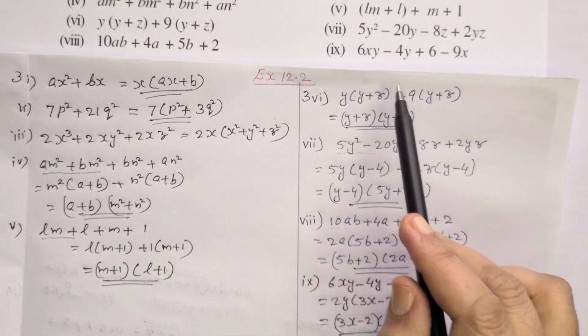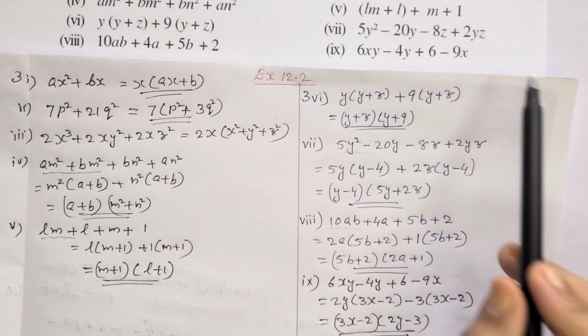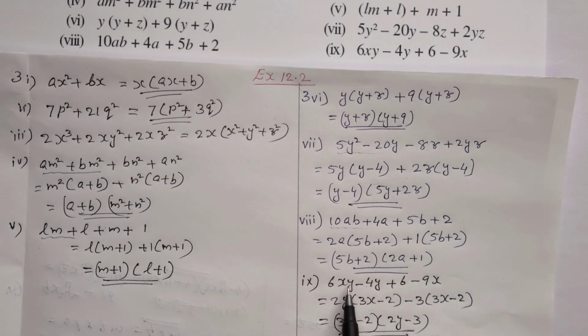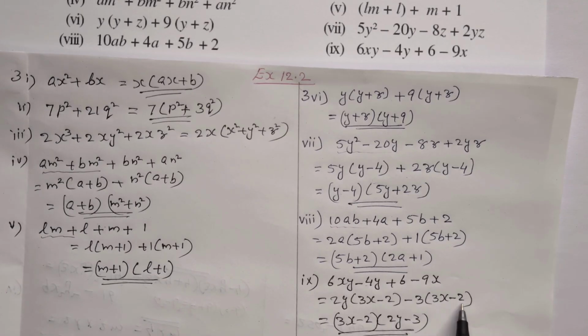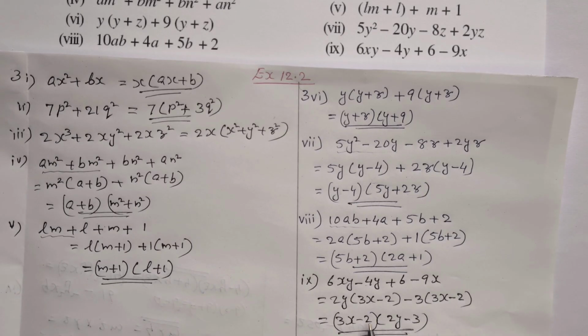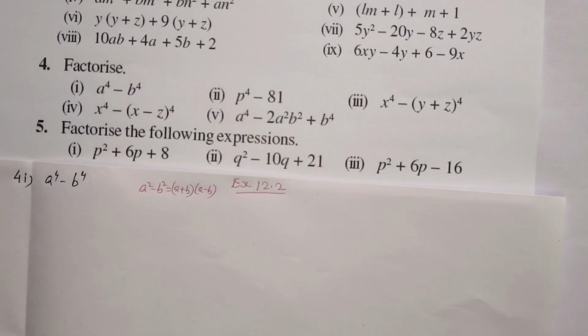Now the ninth one, 6xy minus 4y plus 6 minus 9x. 2y we can take common, 3x minus 2, and from these two terms first we have to make the same way inside the bracket. So first we are taking minus 3 as common, so this term remaining 3x, from here minus of minus, that means minus 2. Minus 2 into minus 3 we will get 6 back. So inside the bracket the terms are same with the same sign, 3x minus 2 and 2y minus 3.